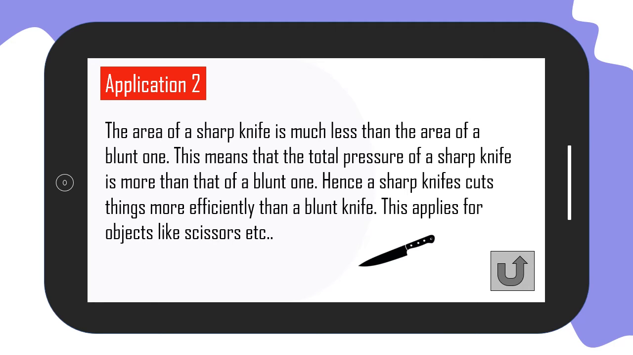Application 2. The area of a sharp knife is much less than the area of a blunt one. This means that the total pressure of a sharp knife is more than that of a blunt knife. Hence, a sharp knife cuts things more efficiently than a blunt knife. This applies for objects like scissors, etc.